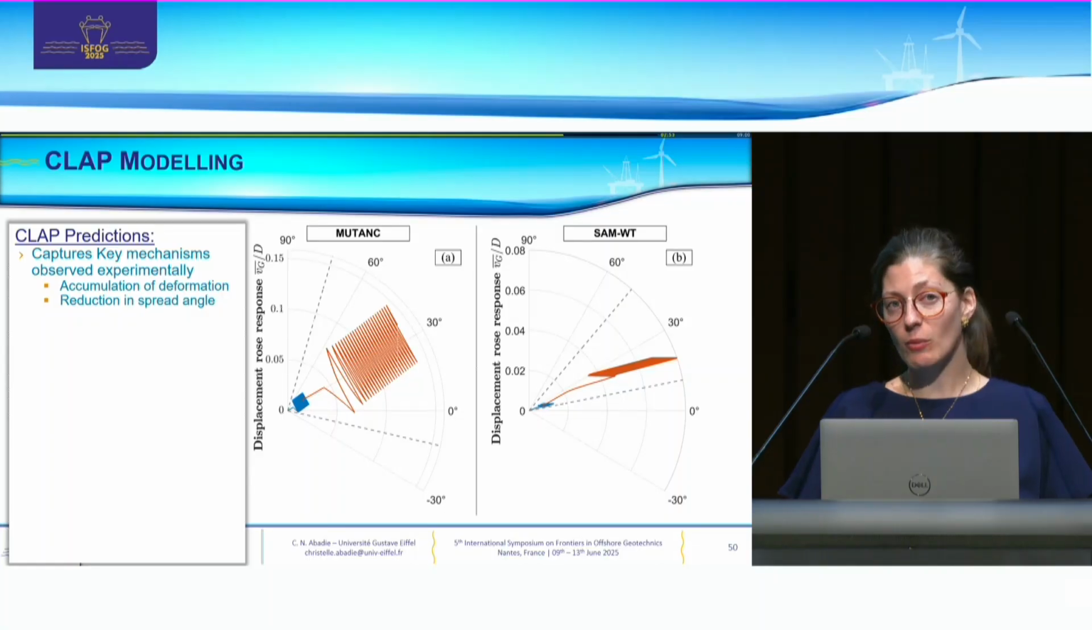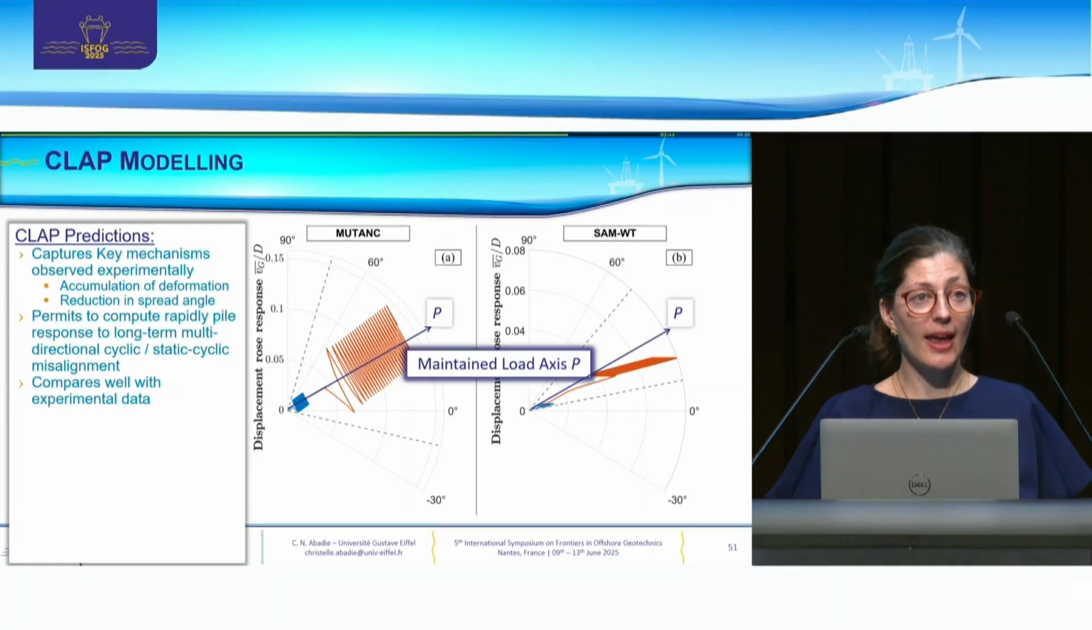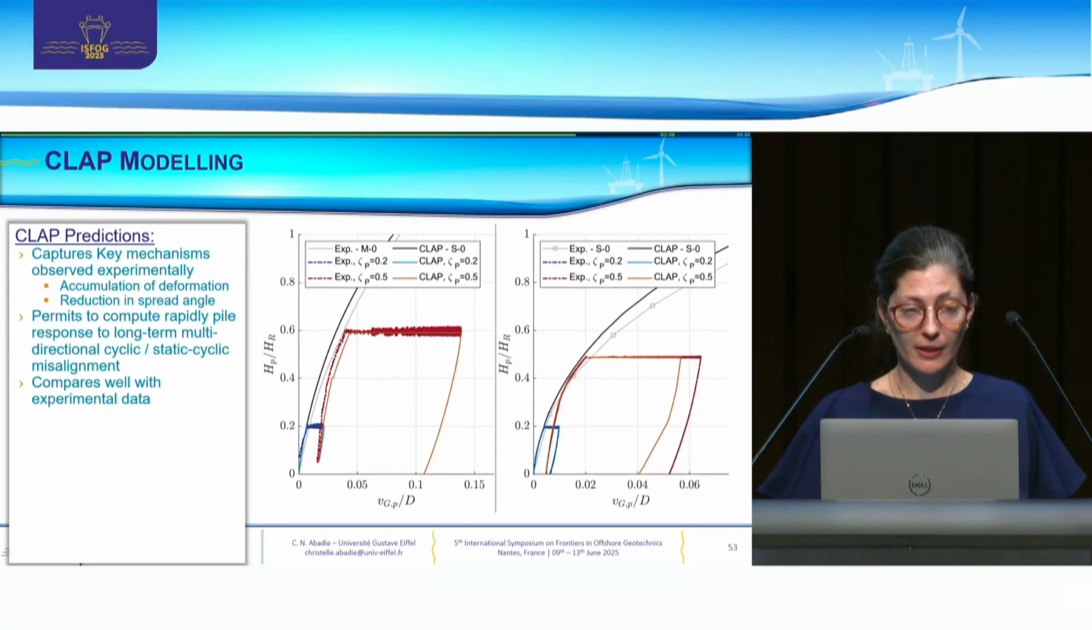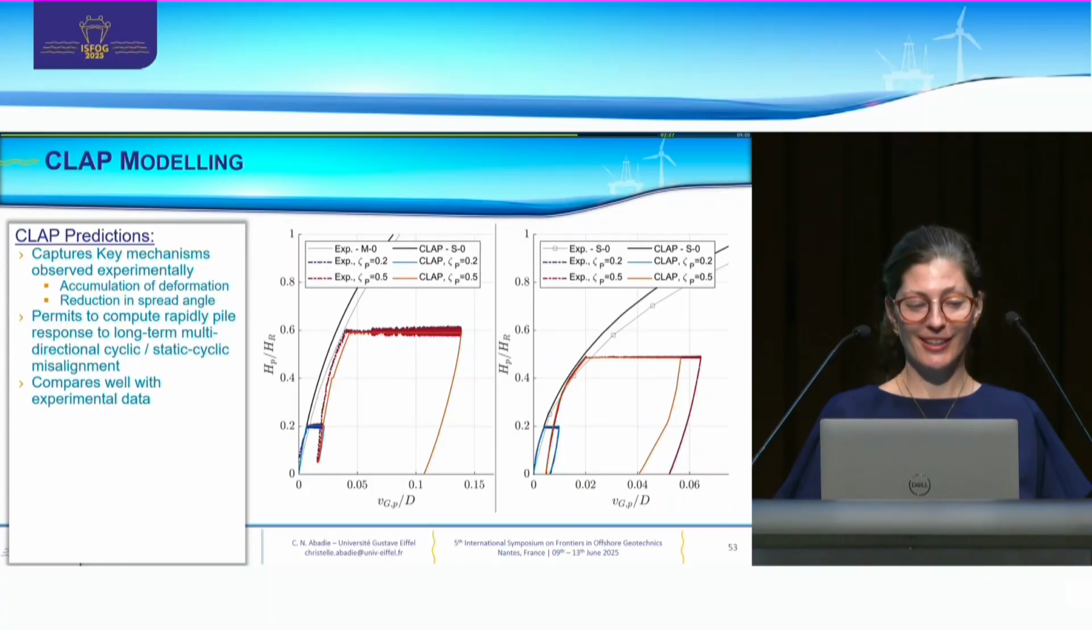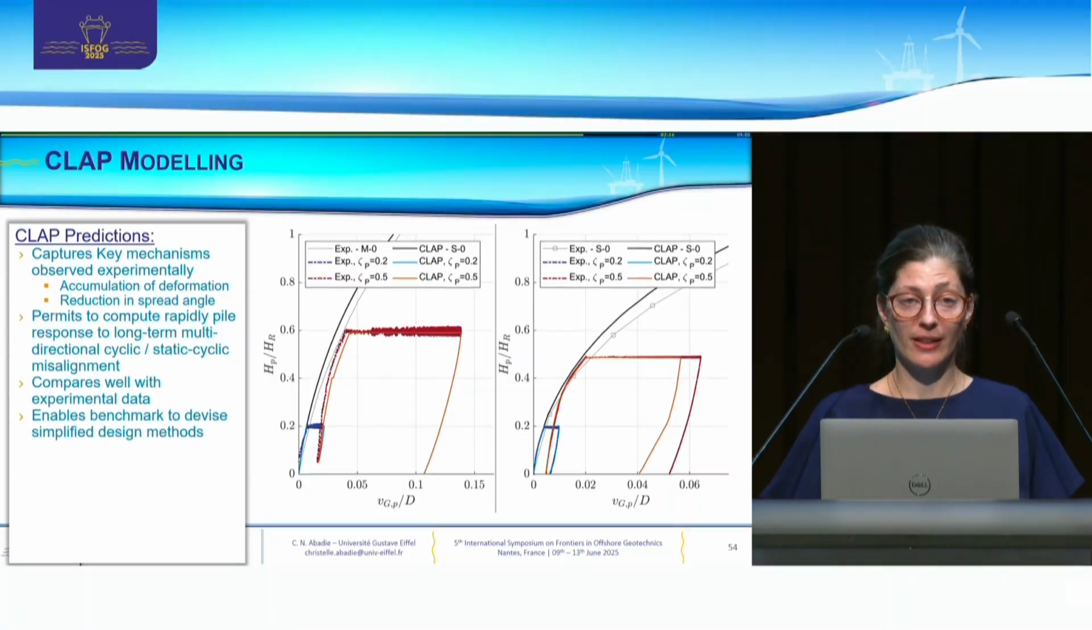And this compares fairly well with the two key mechanisms that we've been seeing for multidirectional cyclic loading: the reduction of spread angle and the accumulation of permanent deformation in the direction of maintained load are both here. If I project onto the maintained load axis, these are the results I get. This is the experimental result that you've seen before, and this is the result from CLAP. Pretty good. This is encouraging because that means that we now have a tool that compares well with experimental data and can enhance our benchmark capabilities to then devise simplified design methods for industry practice.